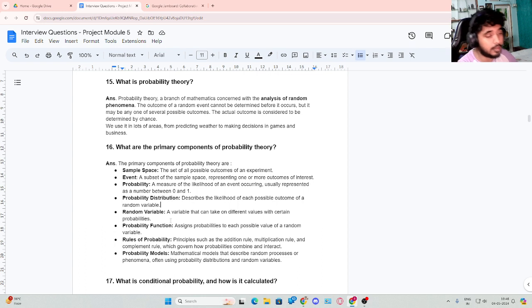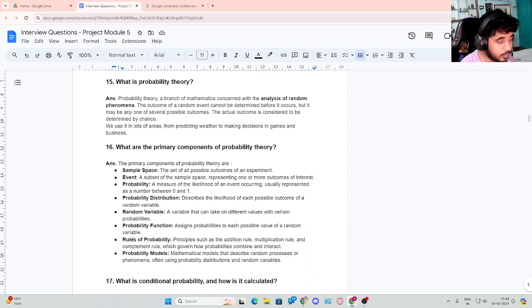And the random variable is a variable that can take different values with certain probabilities. Probability function is the assigned probability to each possible value of a random variable. So as I said, if we plot the values of the dice on the x-axis and the probability of that value on the y-axis, it gives rise to a line graph, which can be said to be a probability function, because it consists of the probability of each random event in the sample space.